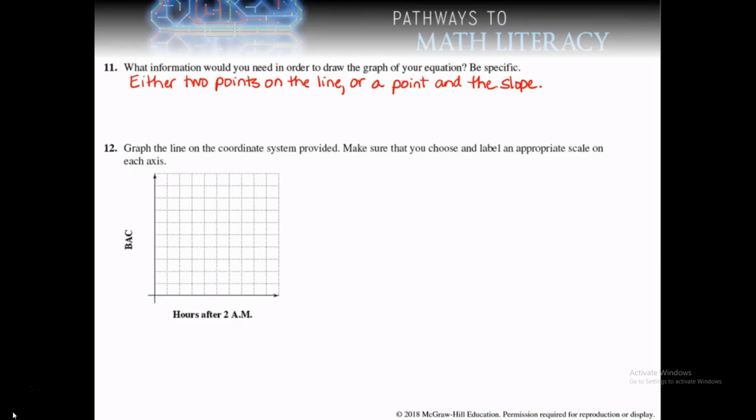So first I'm going to label the axes. And then if you want to, you can pick 2 points off of the table. I'm going to go ahead and use the fact that we know the y-intercept is 0.16, and then the slope is negative, so I'm going to go down as I move to the right, and it's negative 0.015. So that means that if I went over 1 hour, it would go down 0.015, and if I went over 2 hours to the next tick mark, it would go down 0.03.